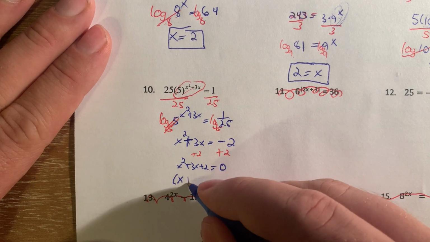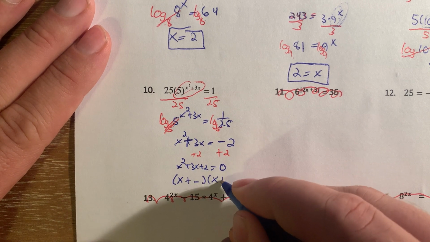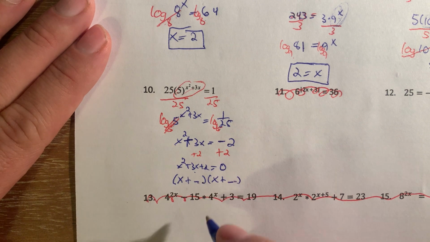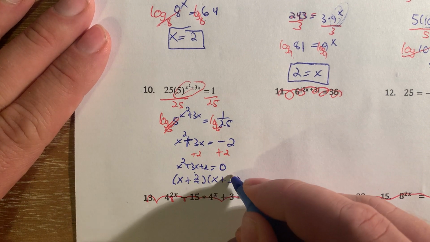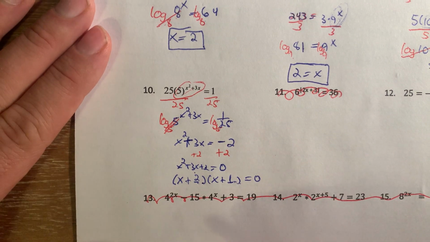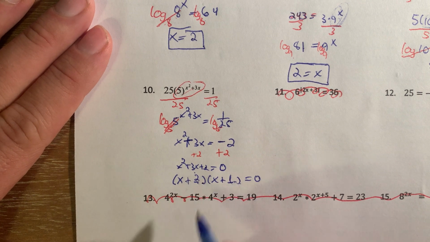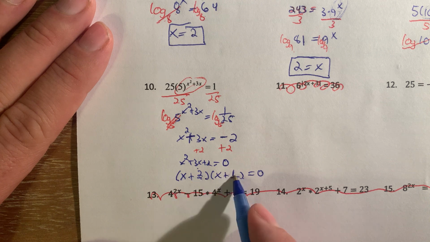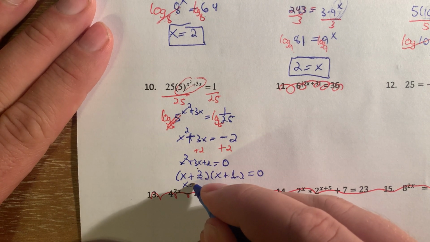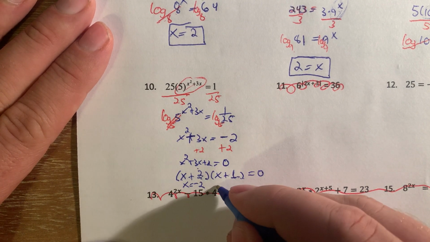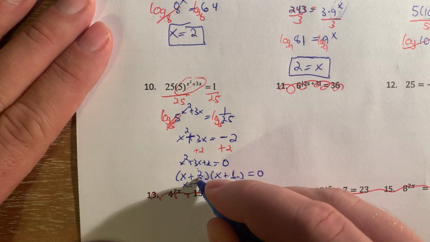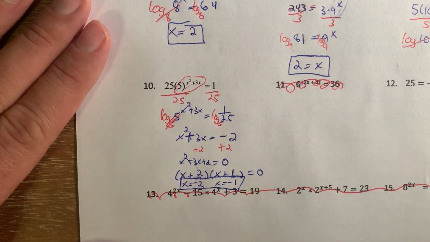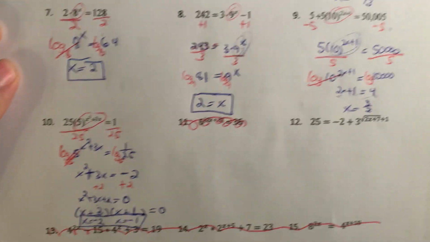Here, we need to find 2 things that multiply to make 2 that add to be 3. And those numbers are 2 and 1. 2 times 1 is 2, 2 plus 1 is 3, and so now we can see what x needs to be 0. Either one of these needs to equal 0, and so x needs to equal -2, because -2 plus 2 is 0, and x equals -1. We get 2 possible solutions for what the x could be that will make this exponential equation true.